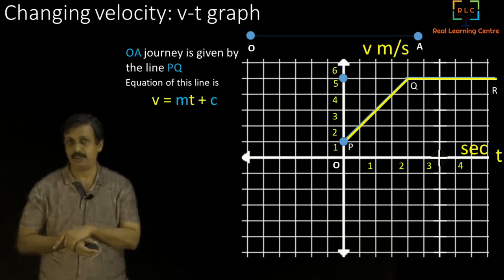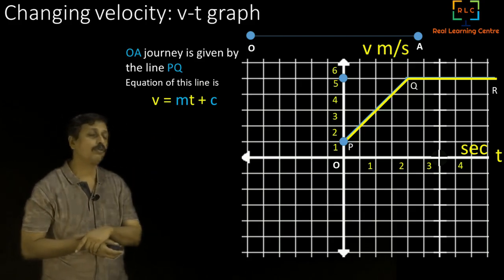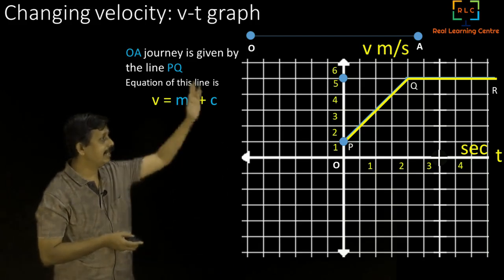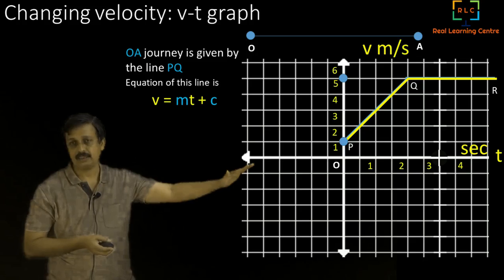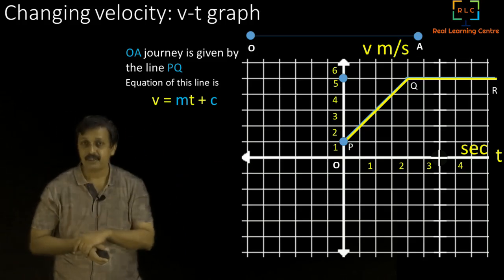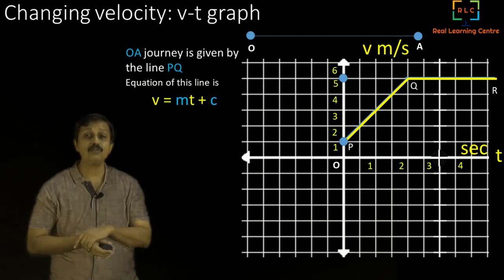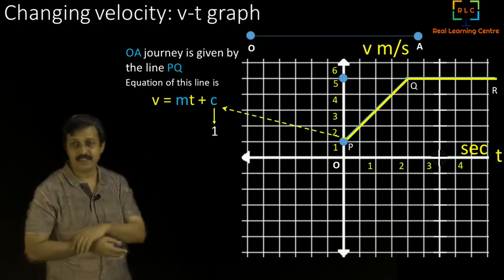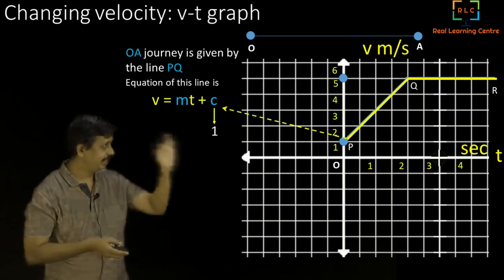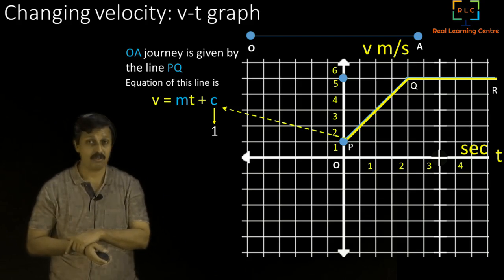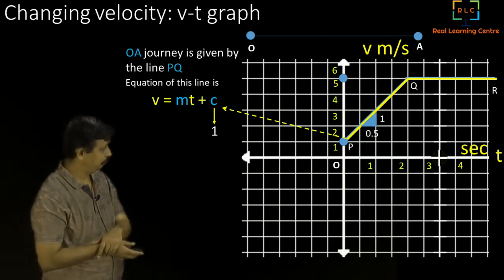Remember, this is a VT graph. So V = mt + C we have written, because V is the vertical axis and t is the horizontal axis. Like y = mx + c, it is V = mt + C. Okay. So what are the values of C and m? We will see. C actually is the y-intercept, where it is cutting the vertical axis, the vertical intercept. Okay. So it is 1, cutting at 1.